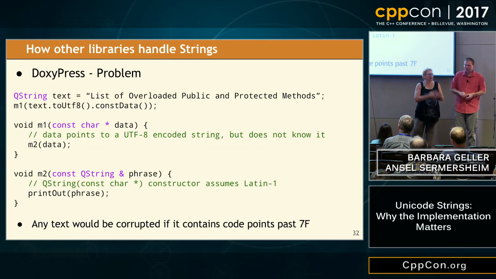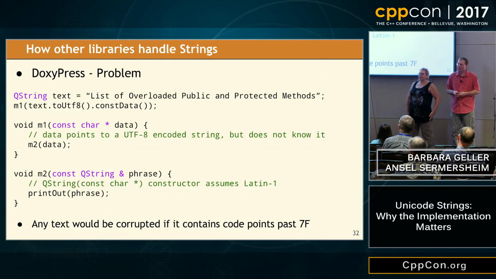So what was going on? Let's take a look at the code. The problem here is that we have a string. As I mentioned, CsString is in UTF-16. We're calling a legacy piece of code that wants a const char star. So we take this string and we convert it to UTF-8 because that's a great encoding to use. You can represent every Unicode character in an 8-bit string. So any function that takes a const char star can receive this. So we call M1, it's fine.